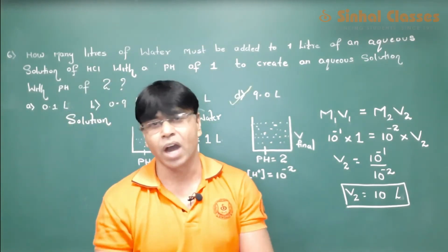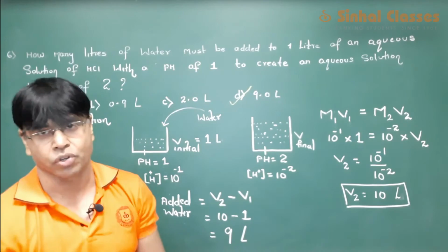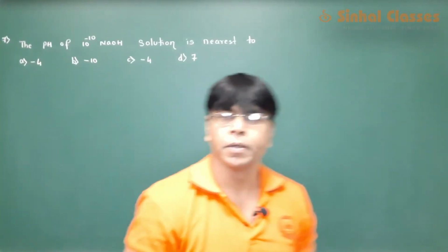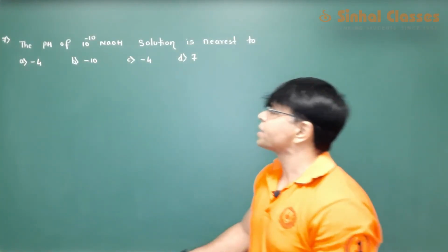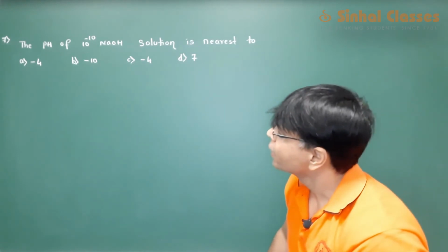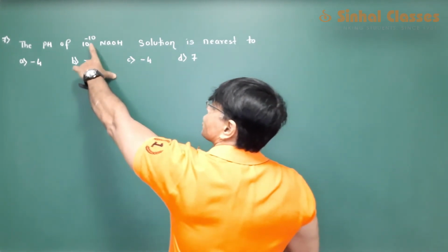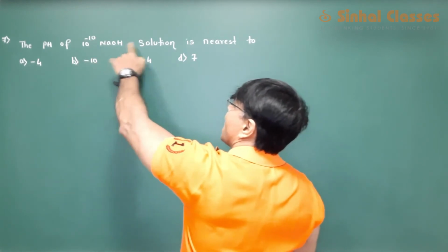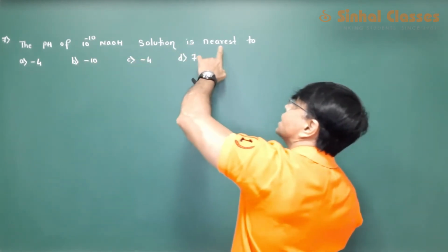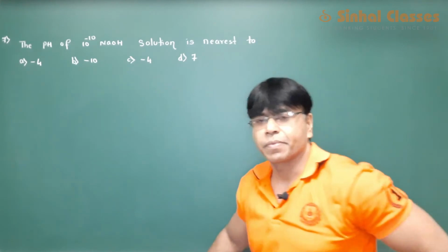Okay. So we now move to the next question. Okay students, let us see a very interesting question. It says the pH of 10 raised to minus 10 NaOH solution is nearest to.